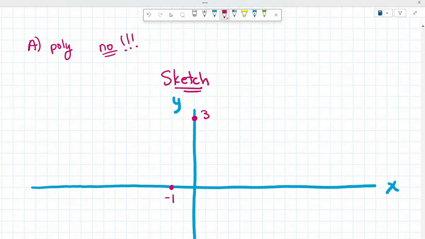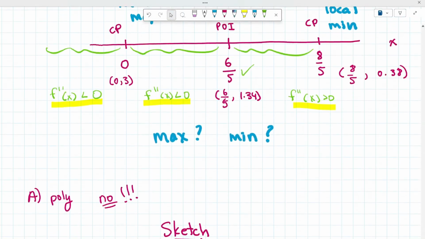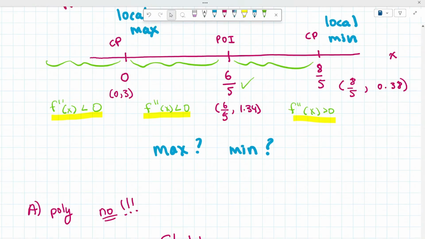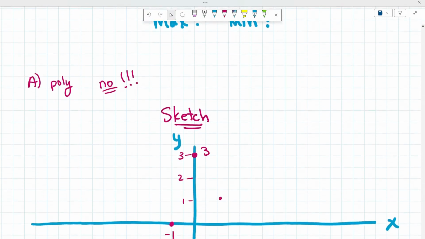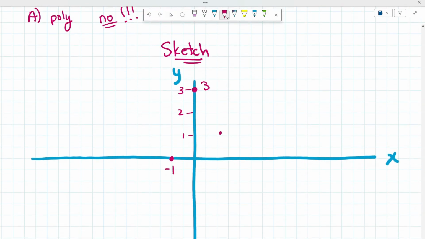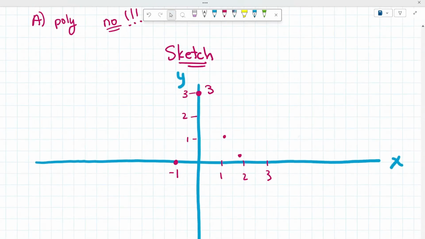So somewhere about here, let's just say this is 1 over here, this is 2, this is 3, somewhere about over here. And then I'm also going to have to make sure I have my local minimum at 8 over 5 and 0.38, which is going to be, let's say this is 1, this is 2, this is 3. My other point is going to be just about over here. And now let's connect the dots.